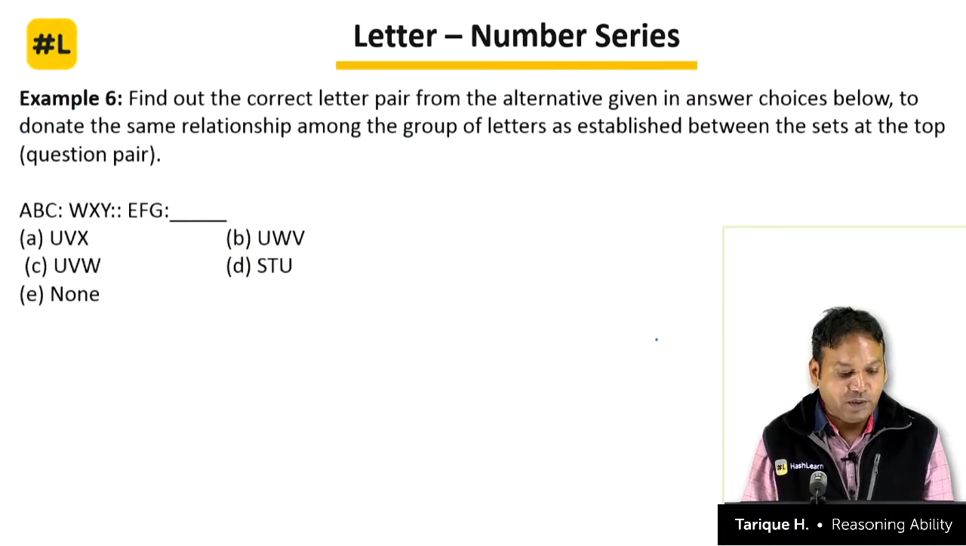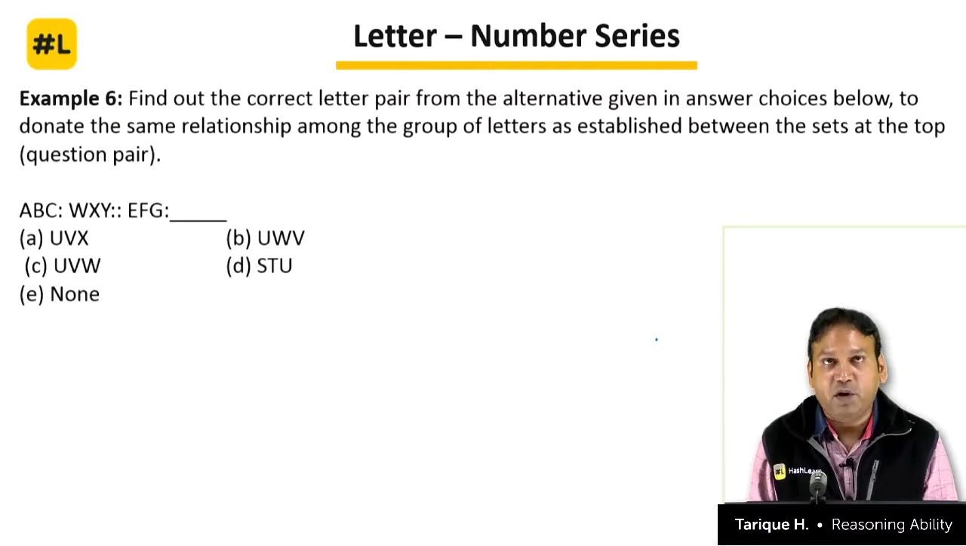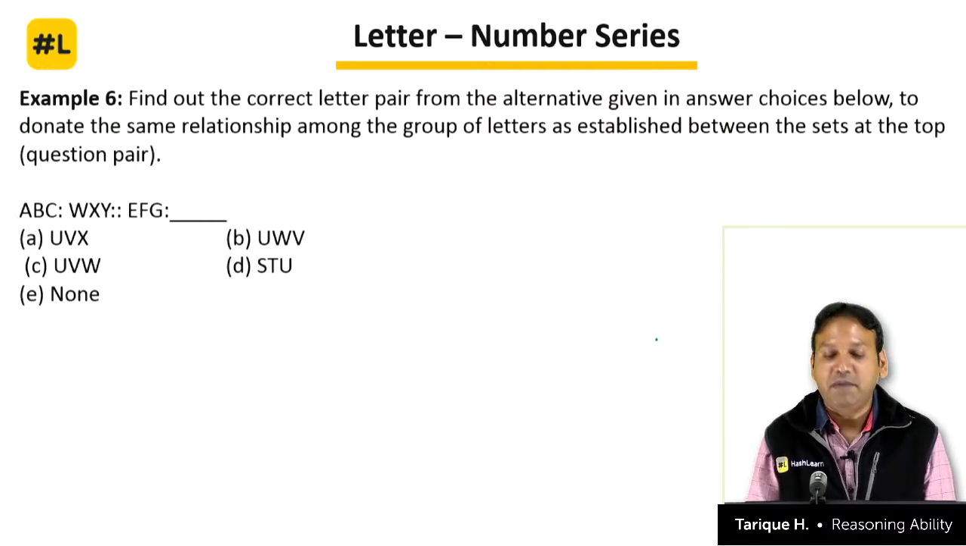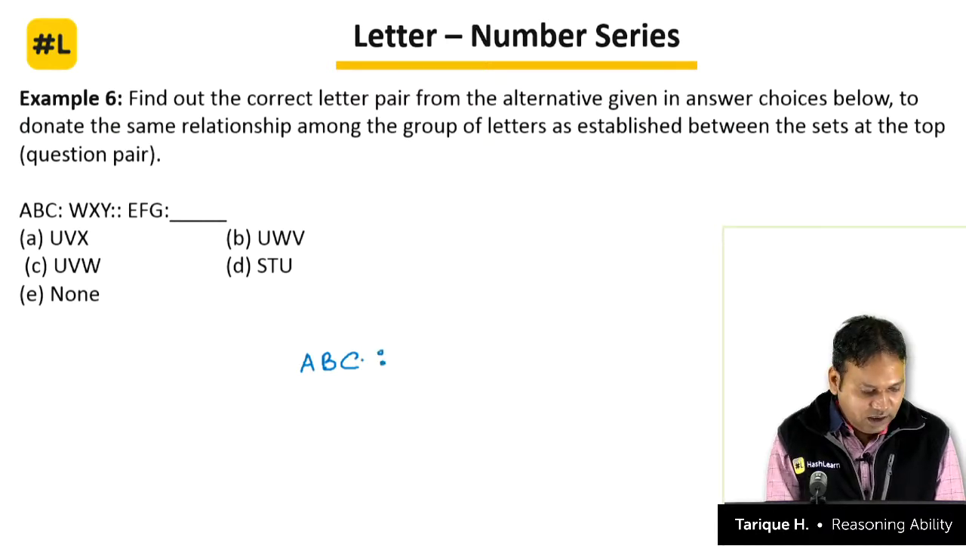Alright, let's move to the next question here. Find out the correct letter pair from the alternatives given below, which have the same relationship among the group of letters as established between the sets at the top. So again, the same question type. We have here A, B, C and then linked with W, X, Y.